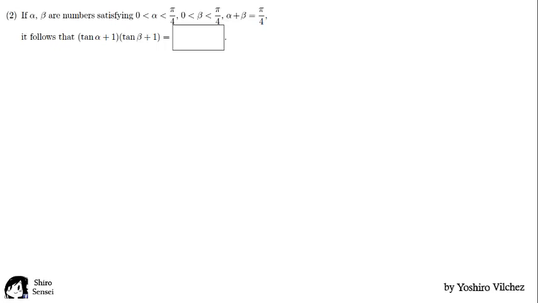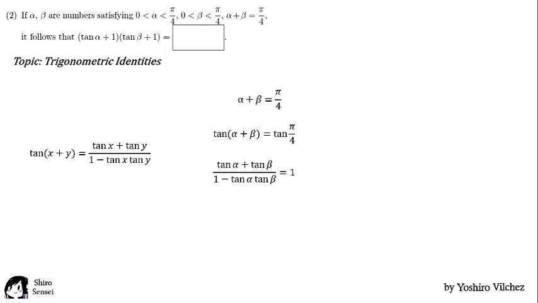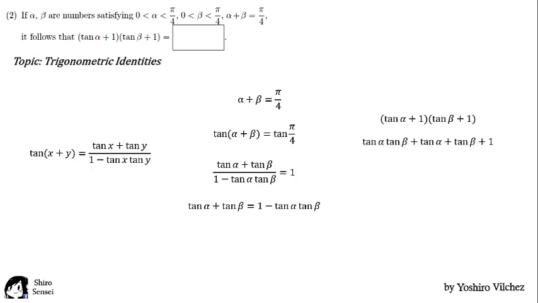So the topic here is the trigonometric identities. The identity we should remember is the tangent of a sum, which is the following. Then, as the problem says that alpha plus beta is pi over 4, we apply tangent to both sides and we finally get this equality. Now the problem asks for the product of tangent of alpha plus 1 and tangent of beta plus 1. We do the multiplication and replace the equality from before, cancel all the terms, and finally we get 2.